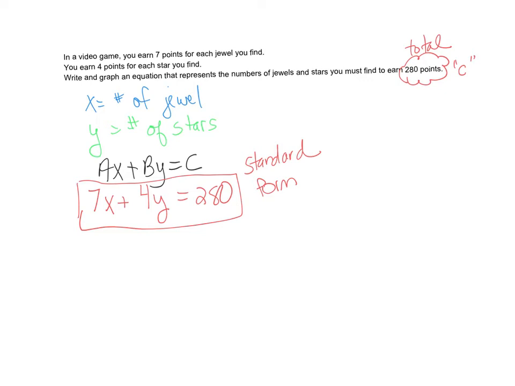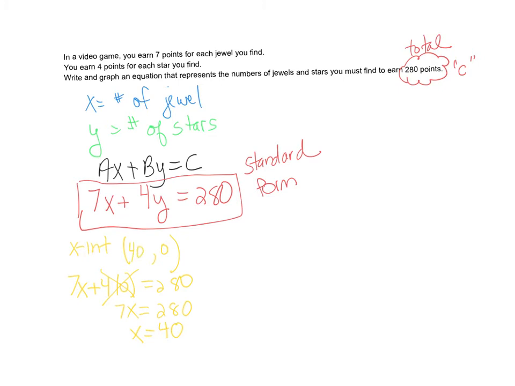Okay. Now, we can find very easily two combinations of numbers that are going to satisfy this equation, and those two would be our X and our Y intercepts. So if we were to look for the X-intercept, once again, the X-intercept is the value of X when Y is equal to 0. That would mean I would take 7X plus 4 times 0 equals 280. This will be gone. And then when I divide this out, I'm going to have that X is equal to 40.